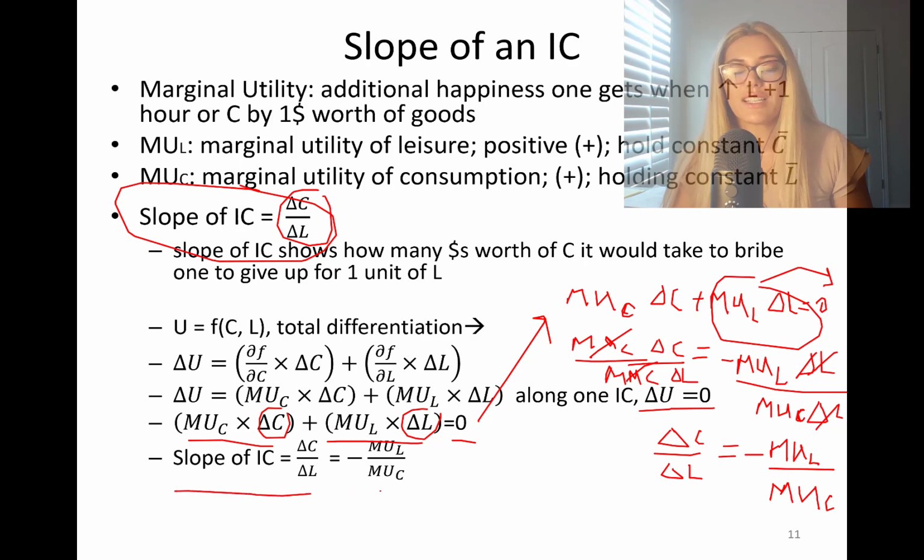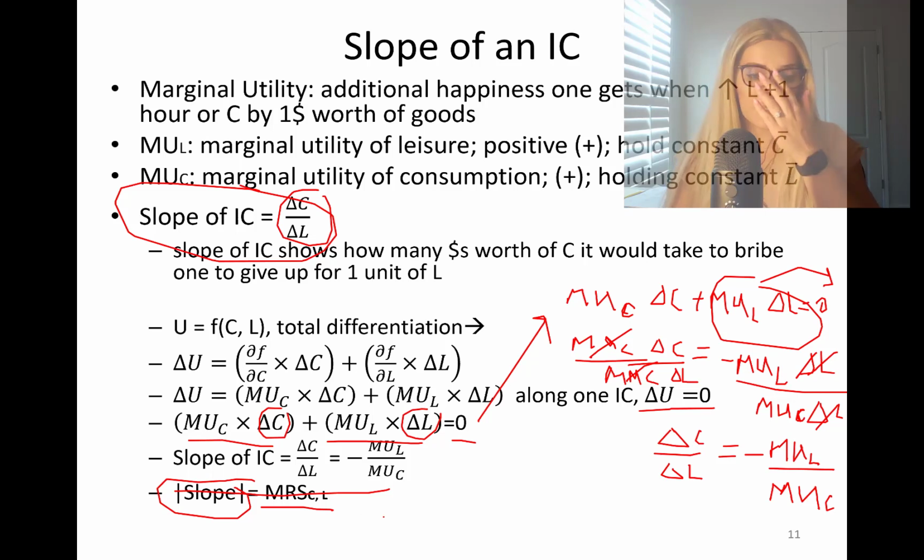Okay, so this is exactly what we found. The slope of the indifference curve is the negative of marginal utility of leisure divided by marginal utility of consumption. We call this the marginal rate of substitution between consumption and leisure. So this is a negative number. It basically tells you how many units of consumption I'm willing to give up in order to get one more unit of leisure.